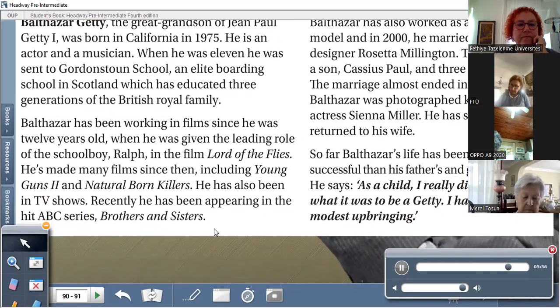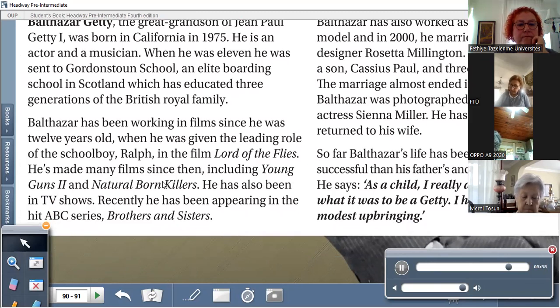Balthazar has been working in film since he was 12 years old, when he was given the leading role of the schoolboy, Ralph, in the film Lord of the Flies. He's made many films since then, including Young Guns 2 and Natural Born Killers. He has also been in TV shows. Recently, he has been appearing in the hit ABC series Brothers and Sisters.